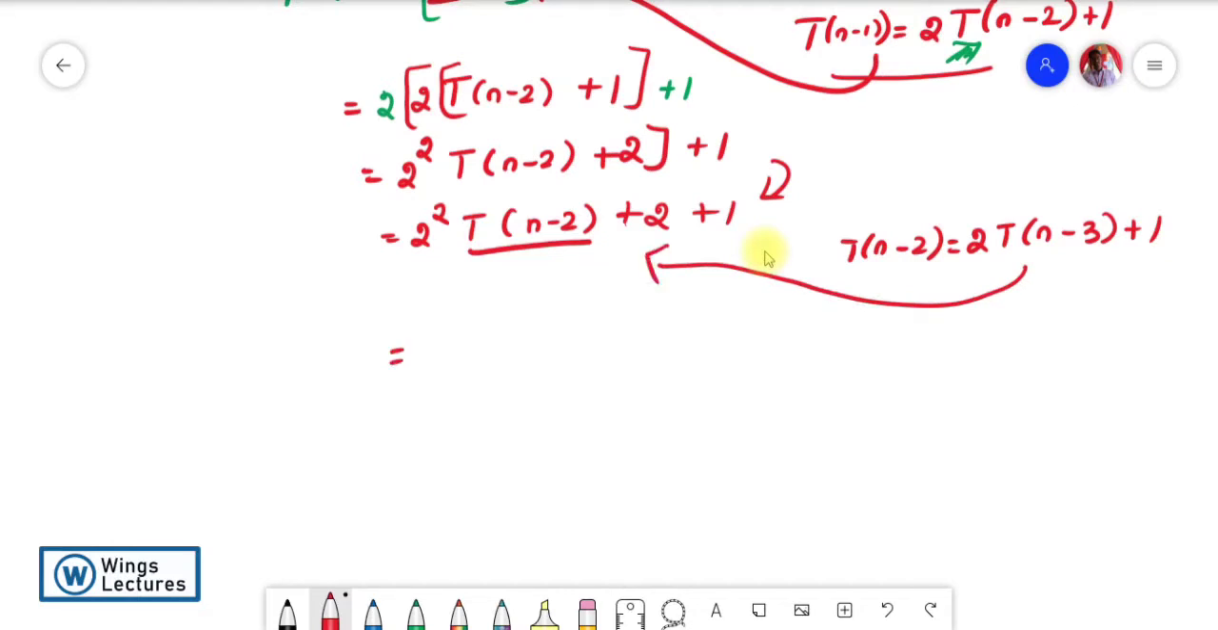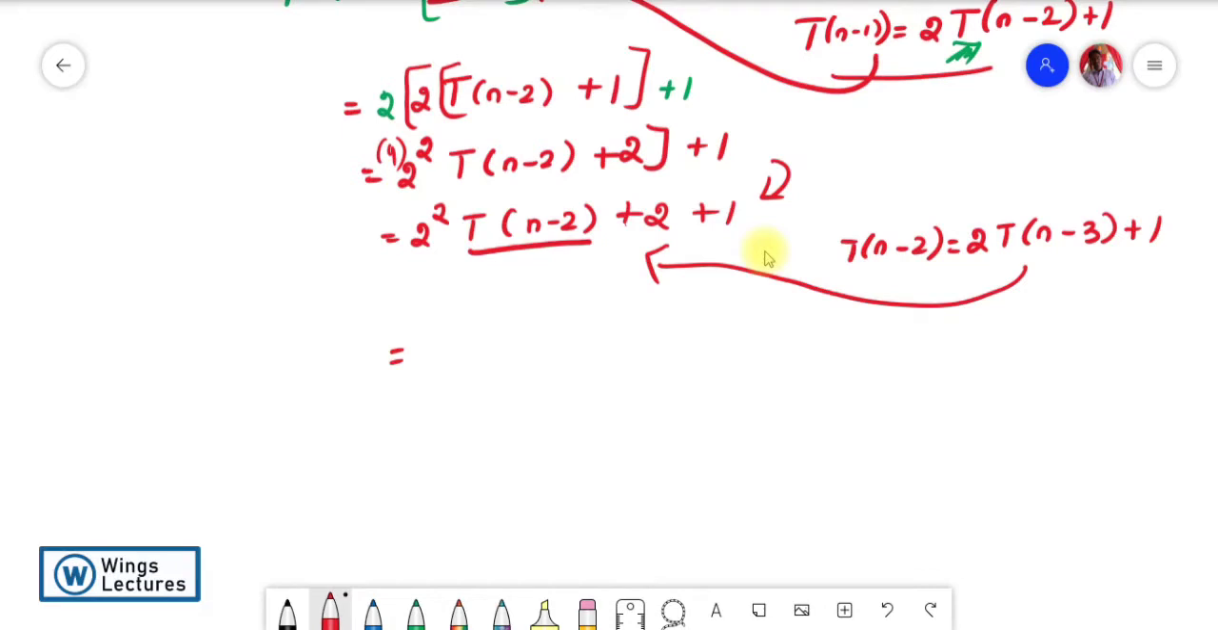Let's take, already we have 2 power 3, and instead of 2 power 2 you can keep 4 also. Okay, so that's not an issue. So why I am using 2 power 3 is to relate with the relation. Finally you will know how we are going to apply the constant values.